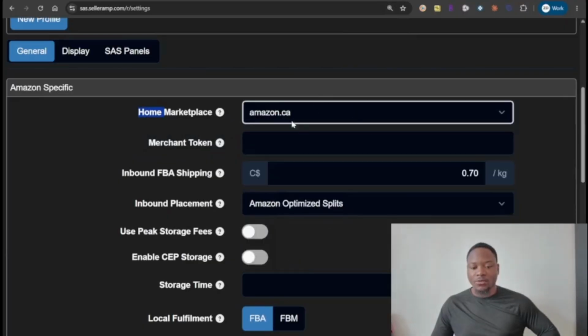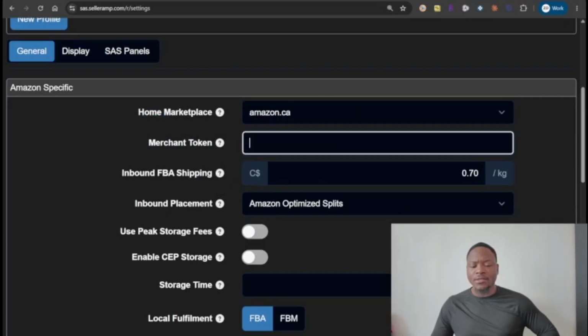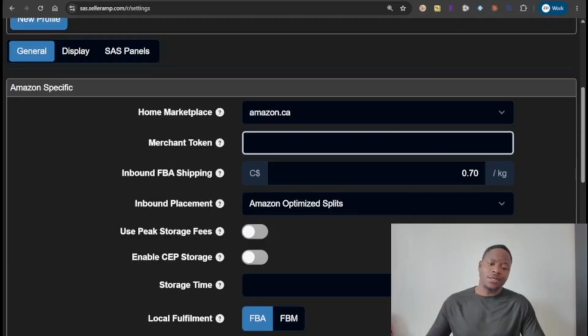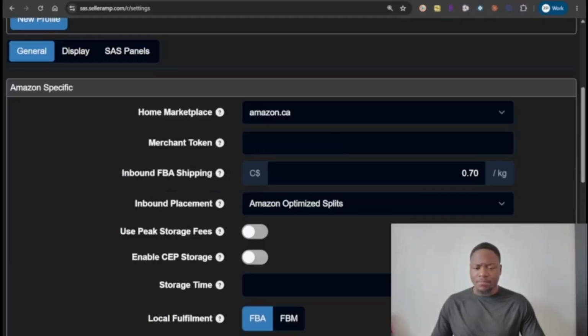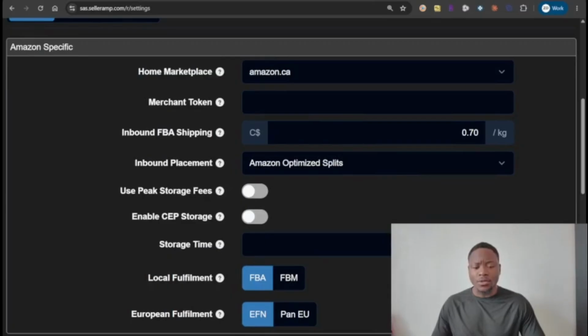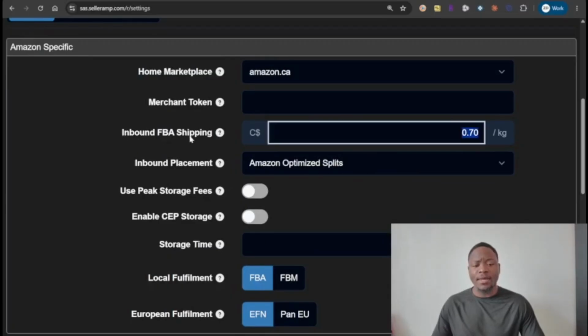So Amazon Canada is what you want to select here. Merchant token is essentially the ID of your Amazon store. Not really required for you to put that on there. To be honest, you can really just leave that blank because it doesn't really matter. Another thing that you want to have is the FBA inbound shipment.